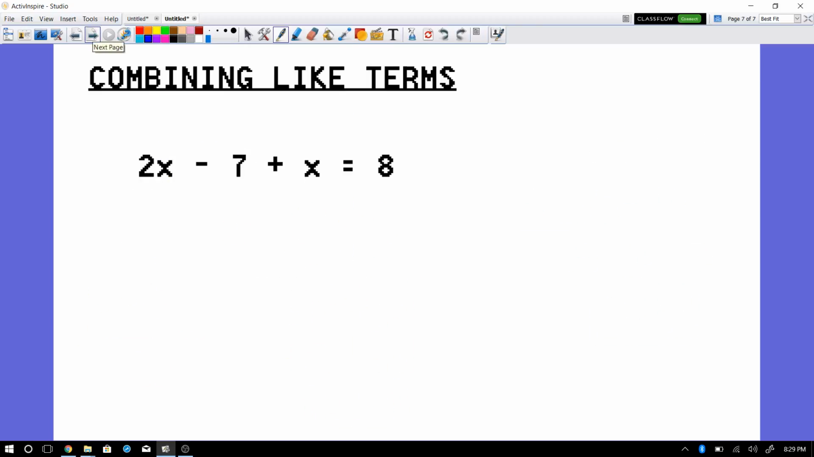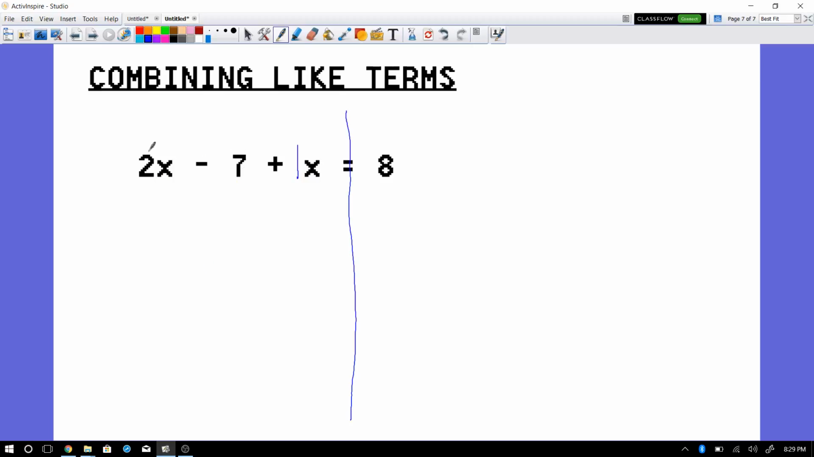Last problem, just practicing combining like terms and then connecting it back to solving a two-step equation. So you can see here that, let's go ahead and divide the problem in half. That way we're not getting confused about what side we're looking at. There's nothing over on the right side. 8's all by itself. There's no like terms to worry about over there. I do see a 2x and a single x by itself. I'm going to go ahead and put a 1 right there. This minus 7 is all by itself.